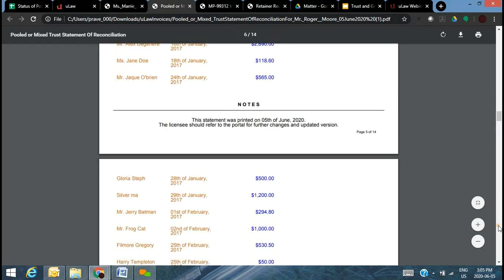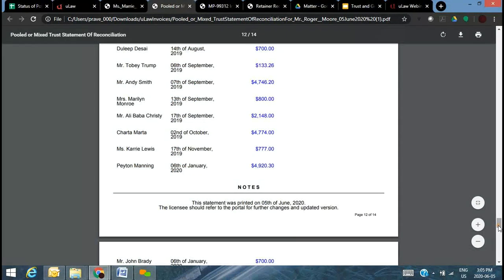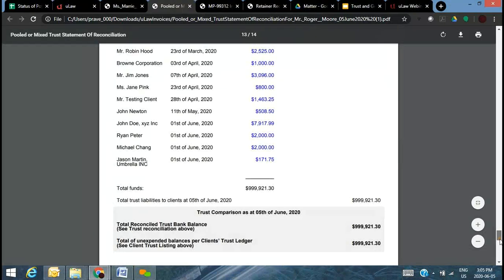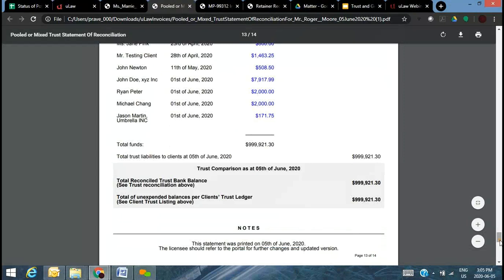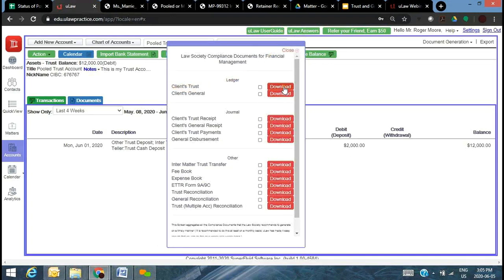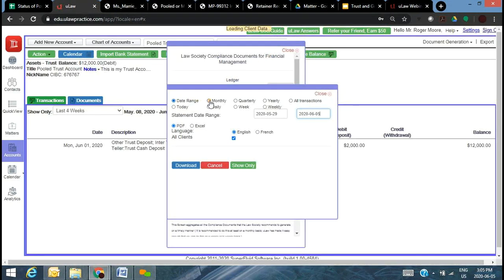The client trust listing, of course, has all the client information and balances. And last but not the least, the trust comparison between what the bank has to say and what your trust ledgers have to say. Once you've done that, of course, generating the trust ledgers and journals for the time period is just a matter of clicking a button and generating it, because the numbers have been warranted for because of the reconciliation process.